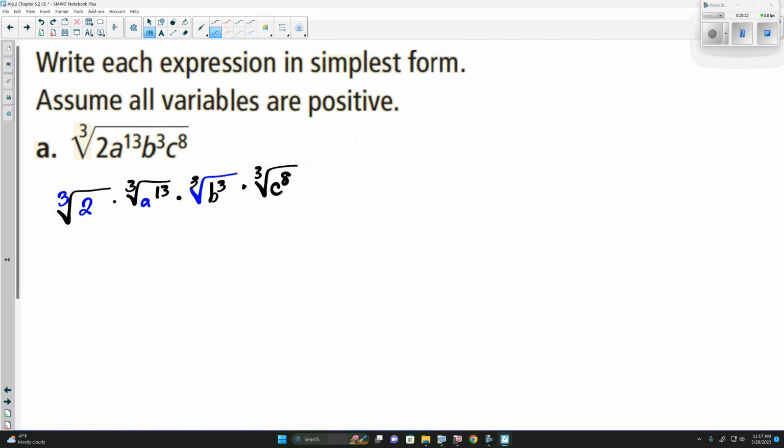Because if we look at this here, a to the 13th, b to the 3rd, c to the 8th, their exponents inside the radical are bigger than the root. They're bigger than 3. So each one of these is going to reduce. Now we can't take the cube root of 2, because if that had actually been 8, then we could take it, because the cube root of 8 is 2.